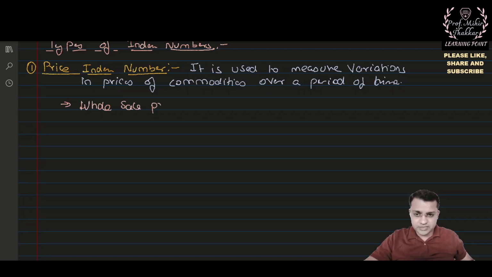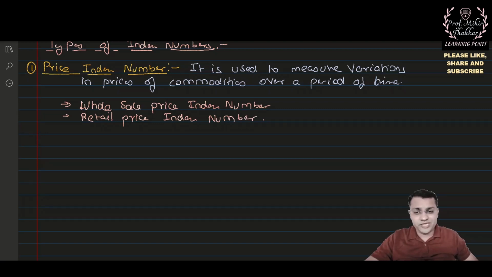wholesale price index number and retail price index number. The name itself is very clear that when you want to buy from the wholesale market, then the prices of the commodities in the wholesale market are completely different from those of the commodities which you are going to buy from the retail market.